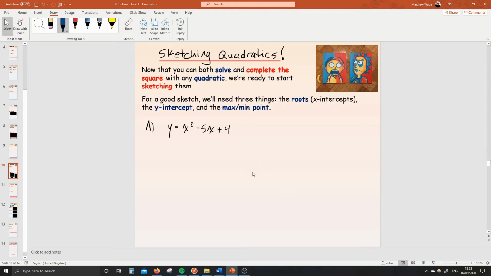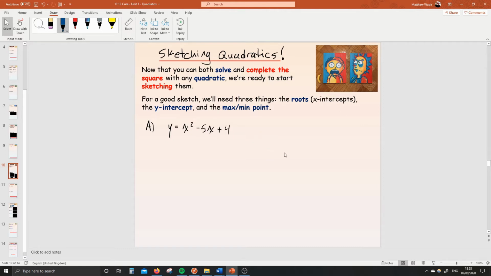We want to do sketches of these, which means we don't want to use tables of values. It doesn't have to be perfectly accurate, but we do have a certain degree of accuracy that is required at A level. The things we need to find are the roots, in case you don't remember, the x-intercept, where it crosses the x-axis; the y-intercept, which is nice and easy to find, where it crosses the y-axis; and the minimum or maximum point, which is the hardest thing to find. But fortunately, we know a way: completing the square.